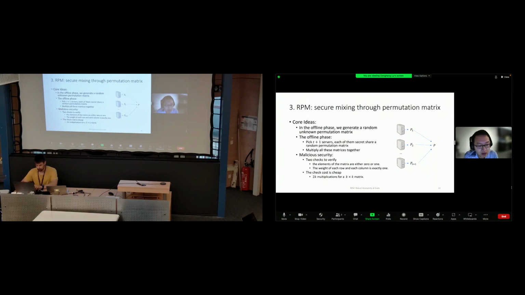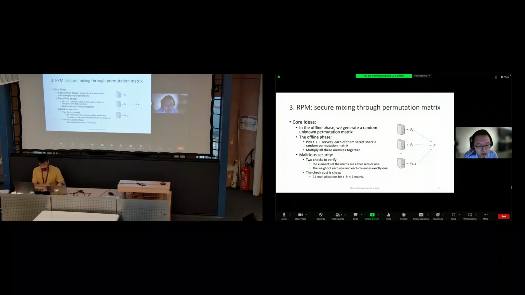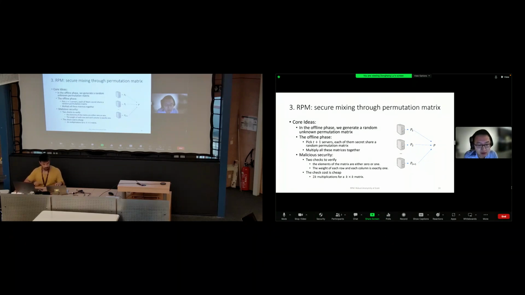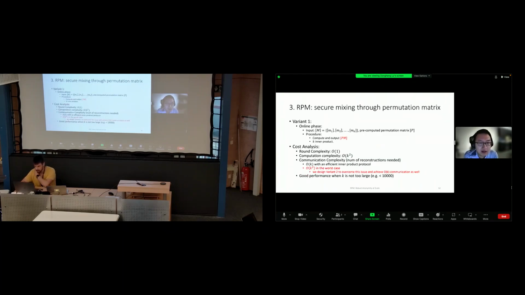For malicious security, here we need to check whether a matrix is actually a permutation matrix, and there are two checks to verify. The first one is that the elements of the matrix have to be either 0 or 1, and the second check is that the weight of each row and each column has to be exactly 1. It turns out these checks are very cheap. For a k by k matrix, we only need 2k multiplications, and more details are in our paper. So that is about the offline phase.